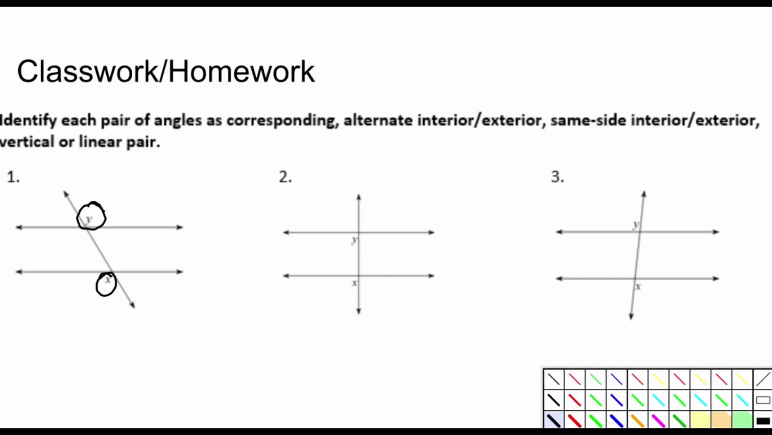First thing I notice when I see this one, I'm looking at it and I'm like, well, they're outside of the line, so both of them are going to have to be exteriors. So what kind of exteriors? Well, I noticed that they are on opposite sides of the transversal. Here's the transversal, so those are alternate exterior angles. That's what you're going to have to do for your homework today.